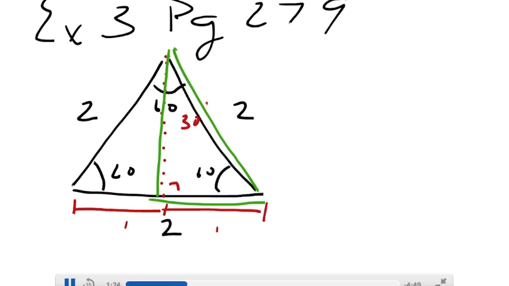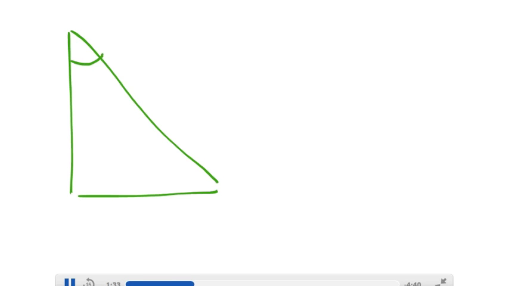I'm going to switch over and redraw it on a new page so that we can see what it is. We've got this triangle. This angle is 30. This angle is 60. This side is 2 because that's what we started with. This side is 1 because we bisected the base, and we're not sure what the height is. And this is a right triangle. It has to be a right triangle because this is 30, that's 60, so that has to be 90.